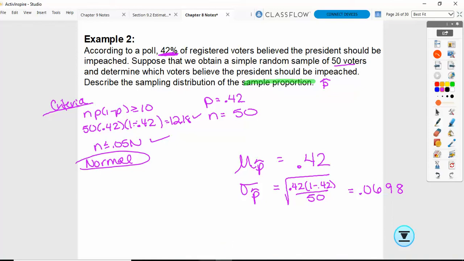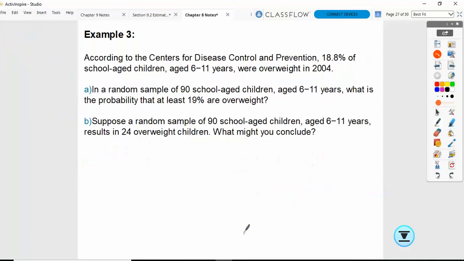Okay, I was just asking you to describe the sampling distribution, so this is what I'm looking for. When I ask you to describe the sampling distribution, that means check the criteria, give me the mean and standard deviation. So I didn't ask you to actually calculate any probabilities here. Any questions on that? So let's actually do some probabilities.